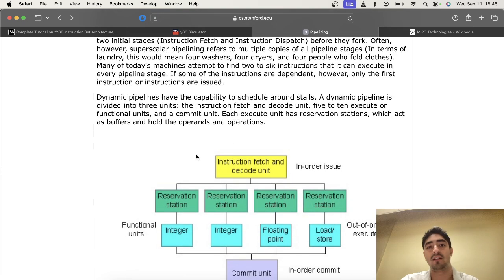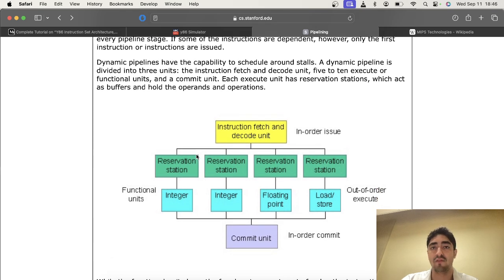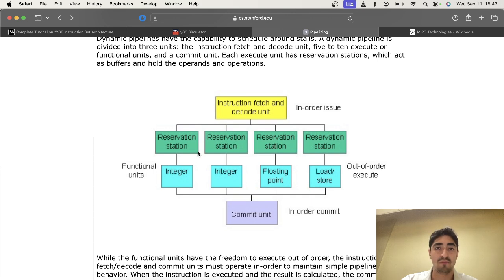Dynamic pipelines have the capability to schedule around stalls. A dynamic pipeline is divided into 3 units: the instruction fetch and decode unit, 5 to 10 execute or functional units, and a commit unit. Each execute unit has reservation stations which act as buffers and hold the operands and operations.